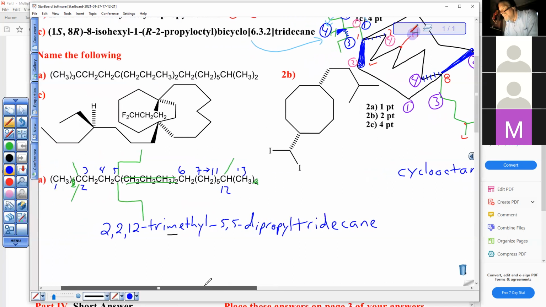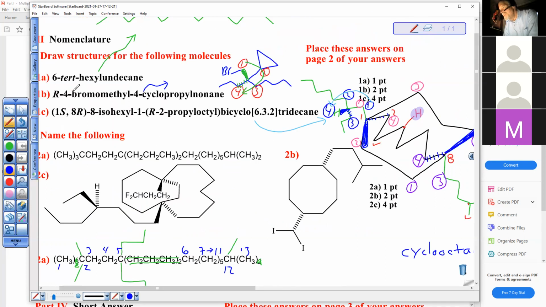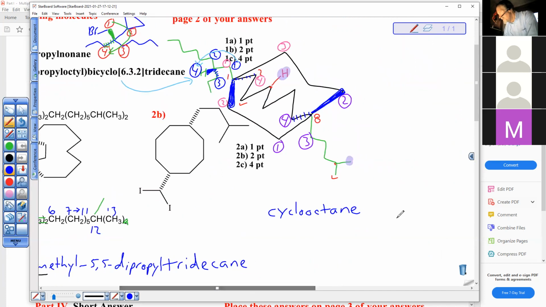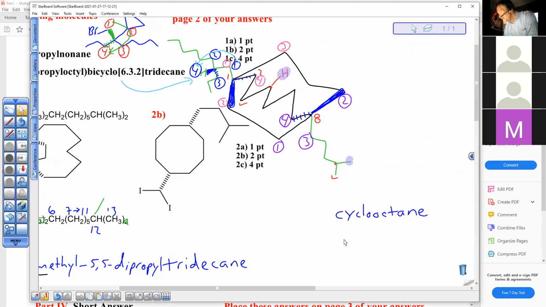Not unlike the bromomethyl group here. There's a methyl with a bromo. Here's a methyl with 2 iodos. So cyclooctane's getting moved over. It's got on carbon 1 a diiodomethyl. IO is before IS, isn't it? 1 di. Oh, it's my favorite thing again. 2 I's in a row.